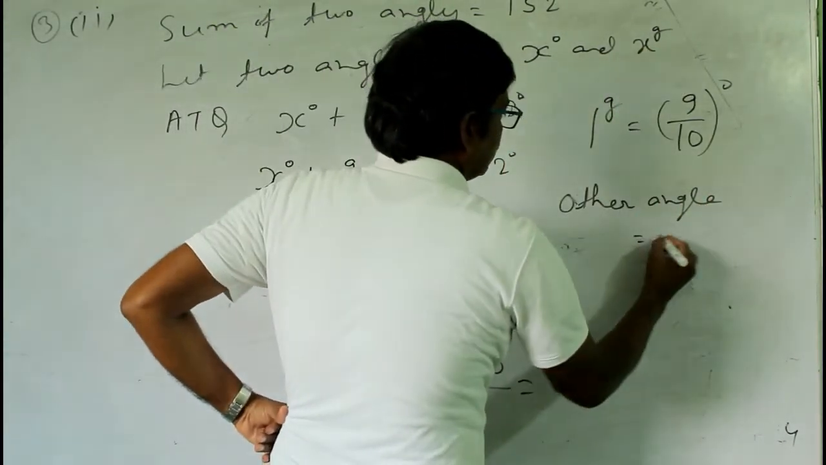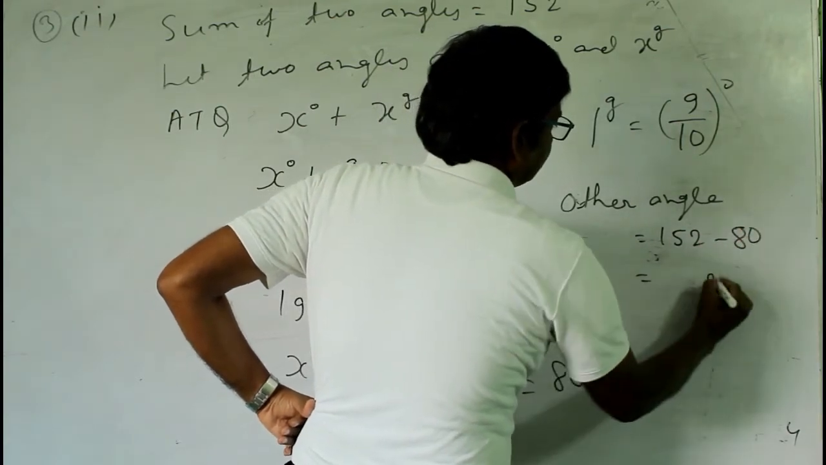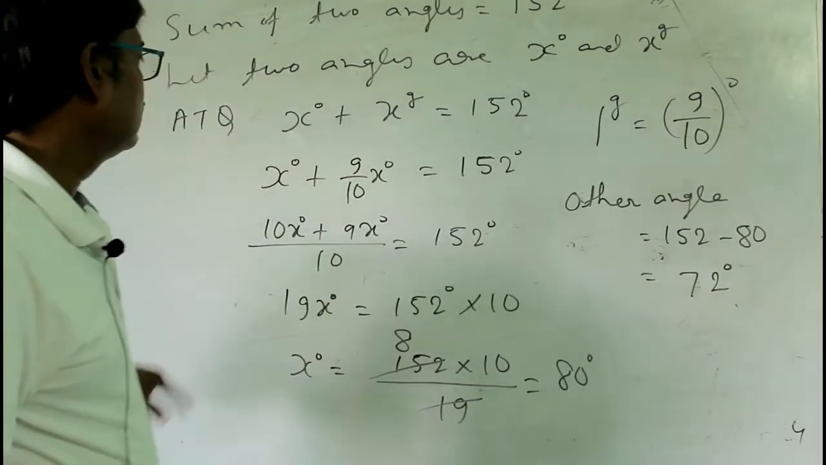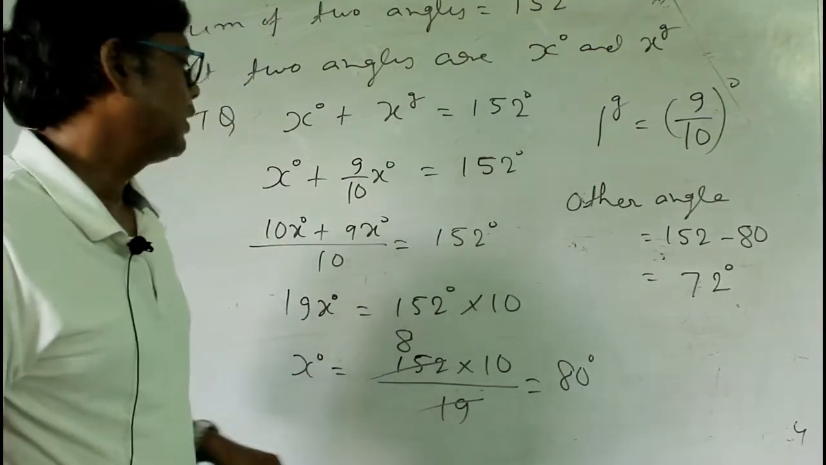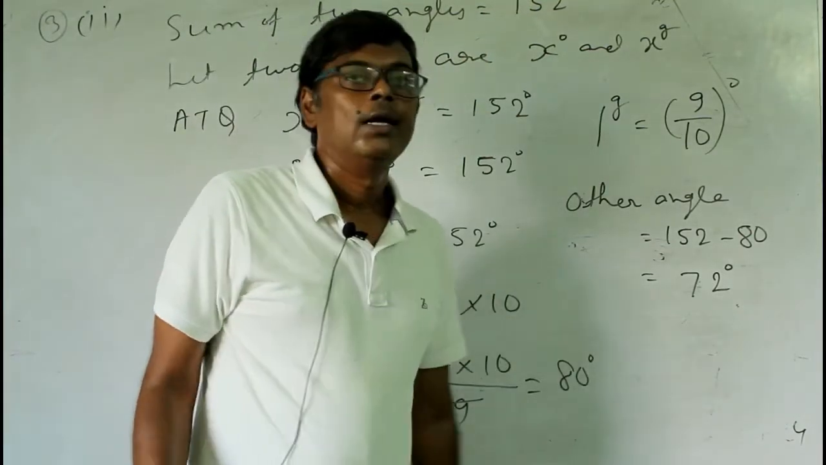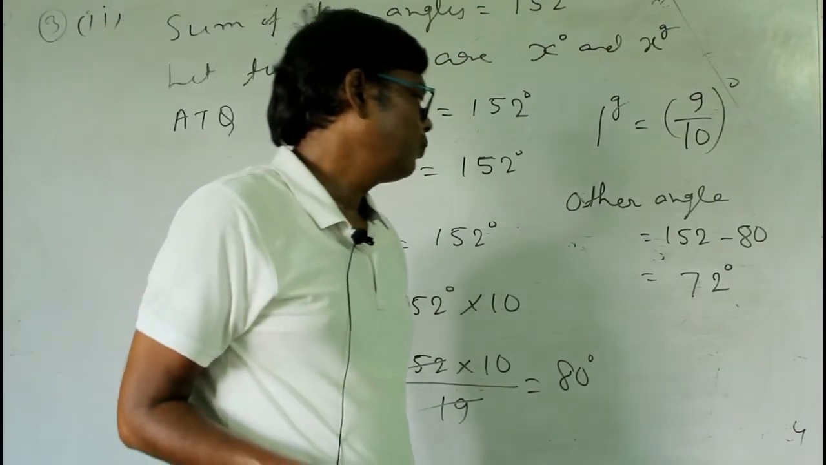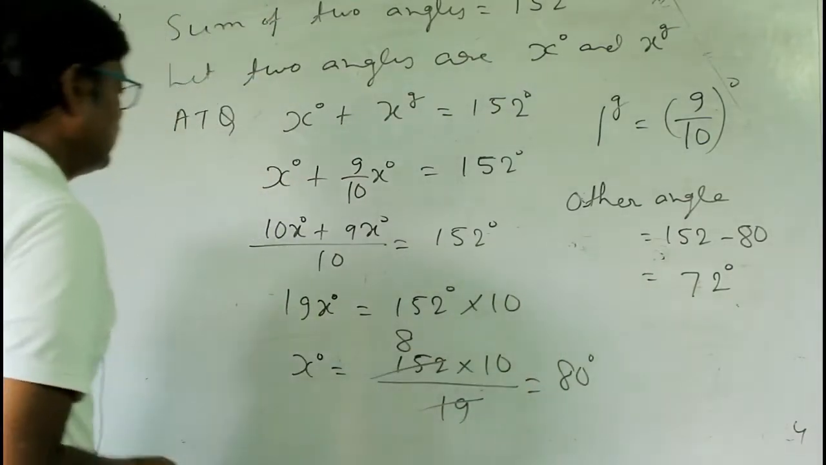This angle will be equal to 152 minus 80, that is 72 degree. So here we have got the two parts of 152. One part is 80 degree and the other part is 72 degree. And now actually we have got the answer, but we have to bring the answer in the radian measure. So convert them into the radian measure.